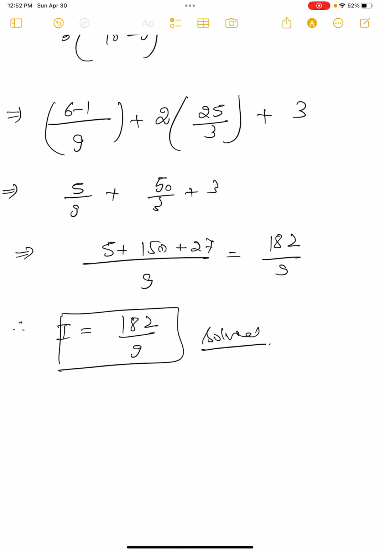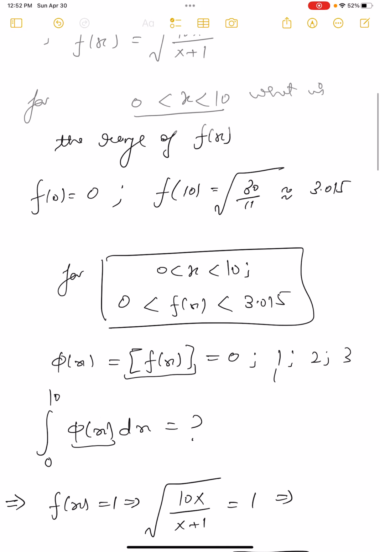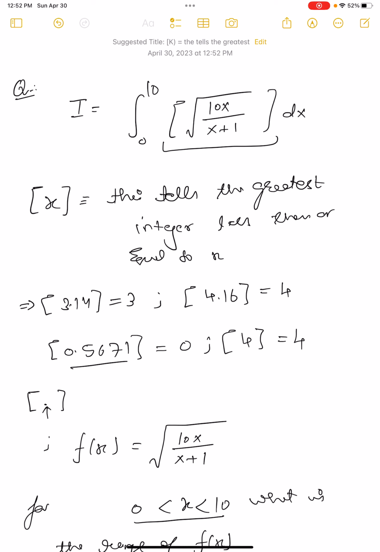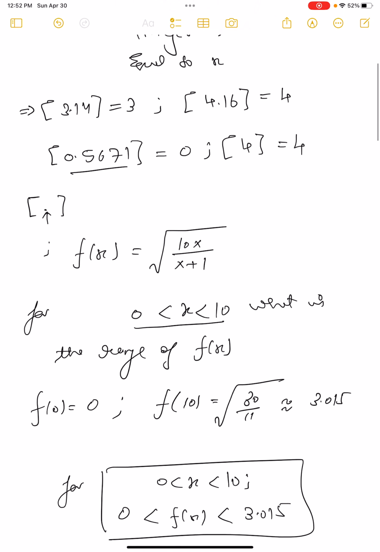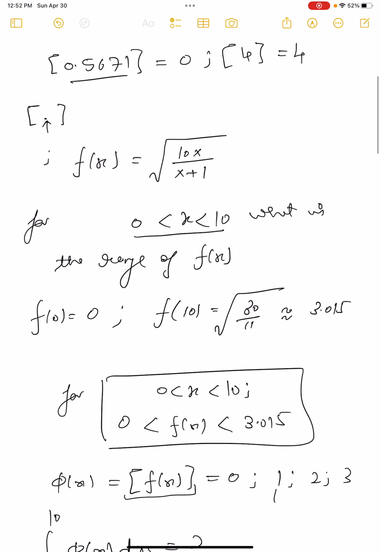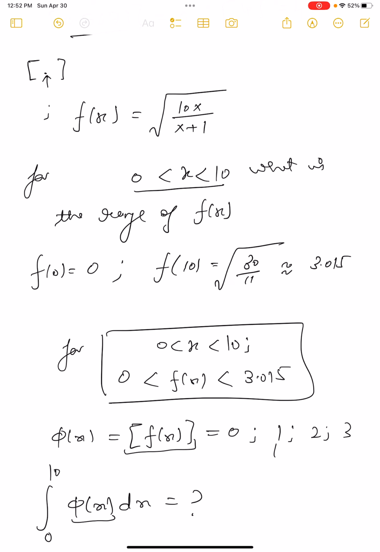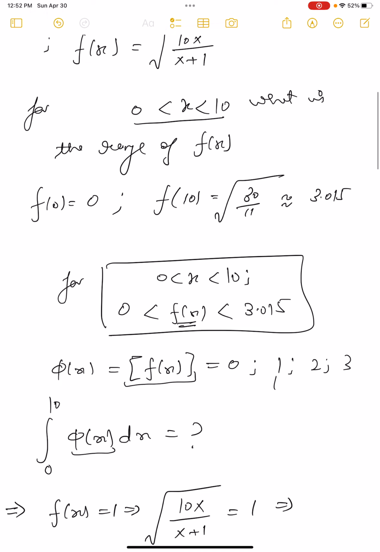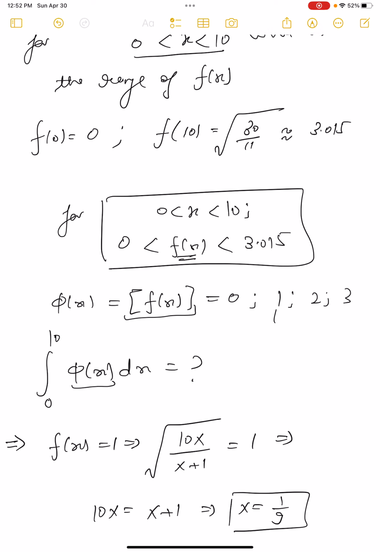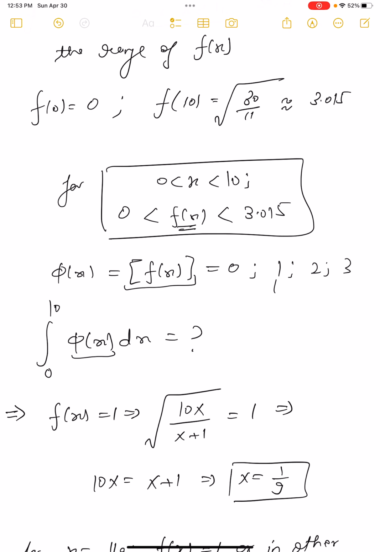The only piece of information that we needed to solve this integral was how, if you have written something inside the greatest integer function, it behaves. When we looked for the range of this function, we found that f of x lies from 0 to 3.015, and because f of x was placed under the greatest integer function, the only values that the integrand could take were 0, 1, 2 and 3. Then we looked for what values of x f of x is 1, 2 and 3.